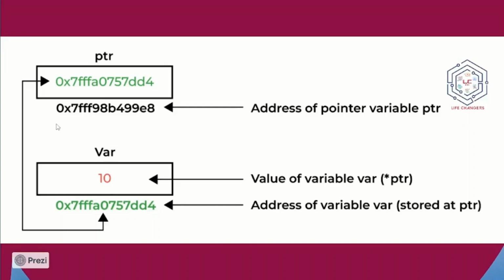And one more thing: the address of the value 10 is stored in some location in main memory. That location also has an address in the main memory, that is, the address of the pointer variable ptr. That ptr's address is this. Inside that, the address of value 10 is stored.